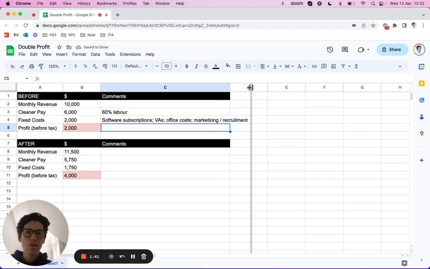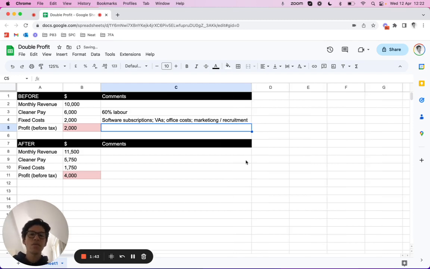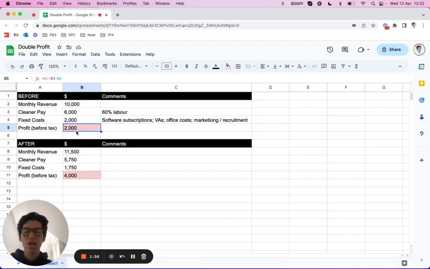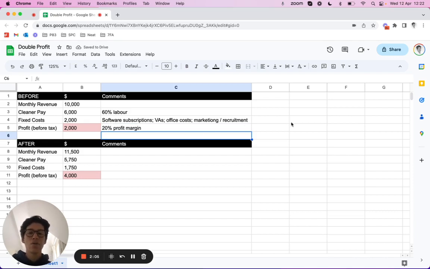As you know, running a cleaning business, there are all these other non-cleaner specific costs that we need to bear as well. So if we take 10K, take away the 6K for cleaners, and then the 2K for other fixed costs, we're left with $2,000 profit. That's actually a 20% profit margin, which is pretty good. Many of the cleaning businesses that get in touch with me are running much lower, 10% or even break even. So at 20%, we're running a pretty tight business.